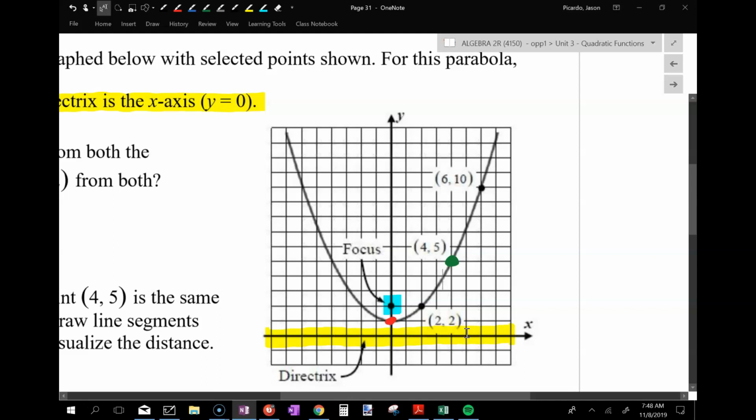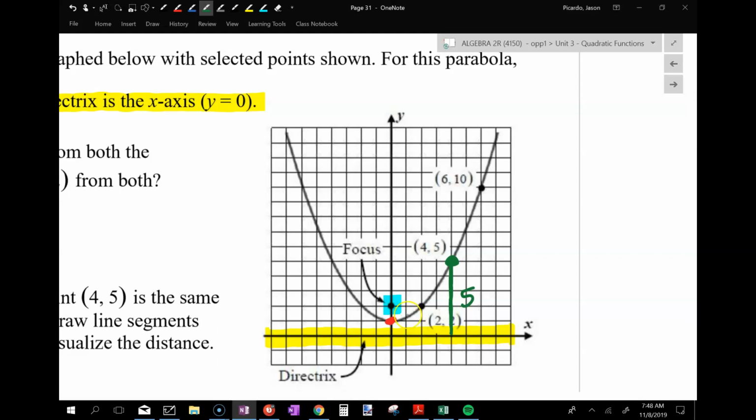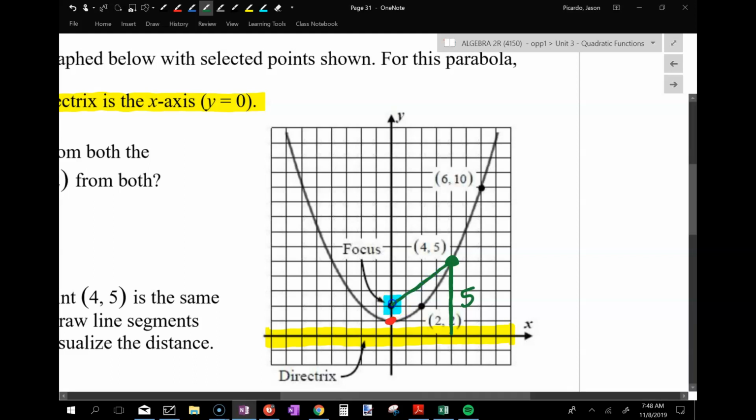That distance is from here to that directrix, right? So what is that distance? 1, 2, 3, 4, 5 units. All right, so if that point is accurately placed, then this distance right here better be what? It better also be 5 units, right?